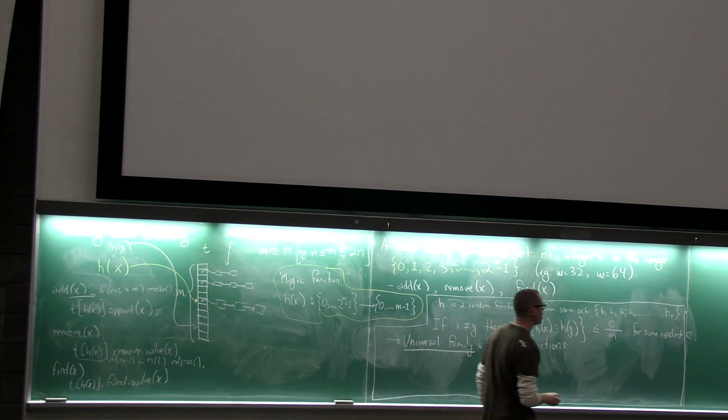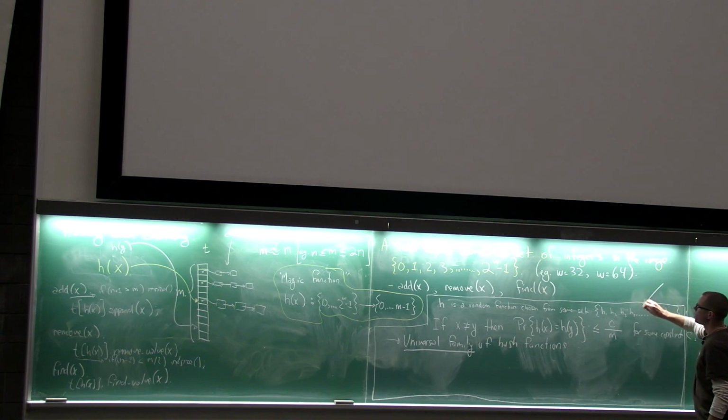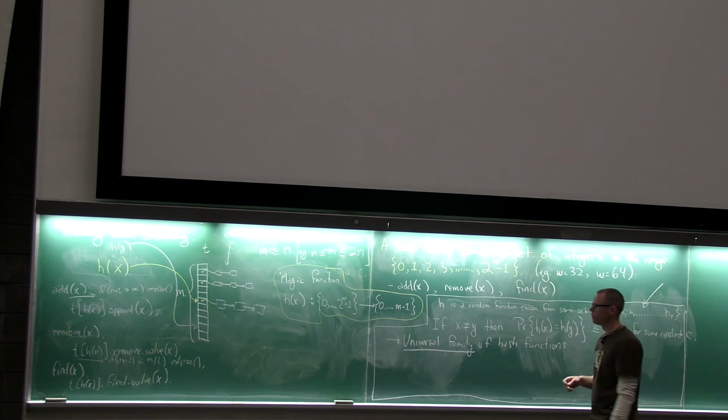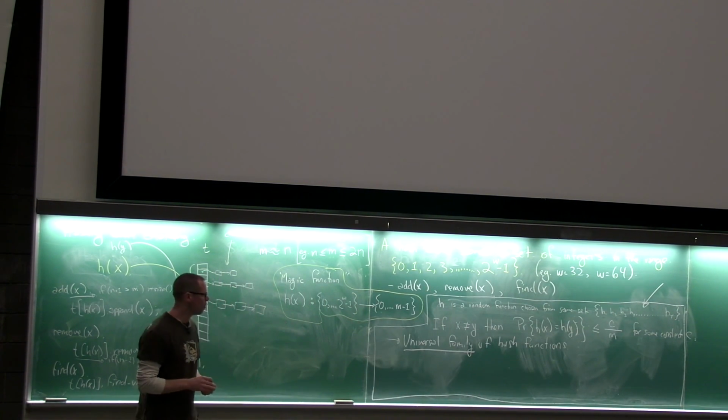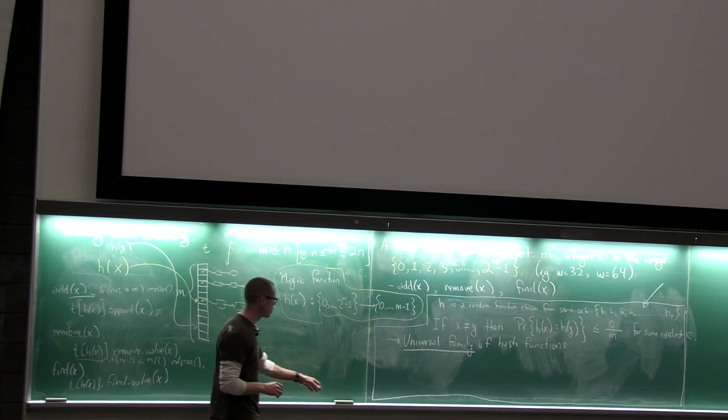And the family here is this thing. This set is the universal family. And so these universal families of hash functions are good. And so now let's see what happens if we have one of these universal families of hash functions.